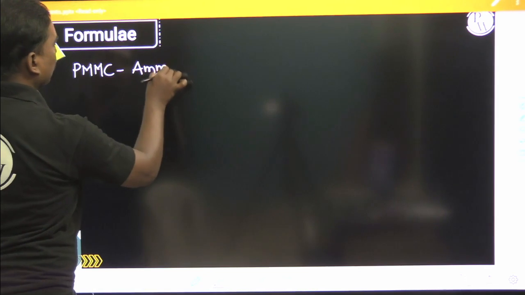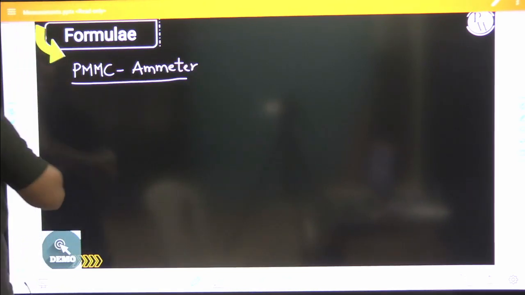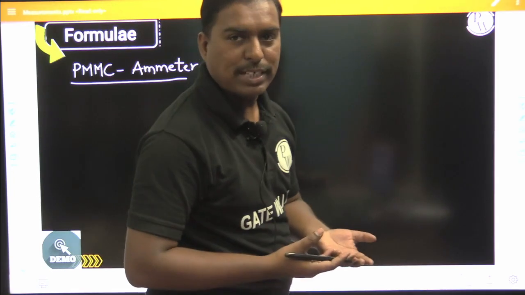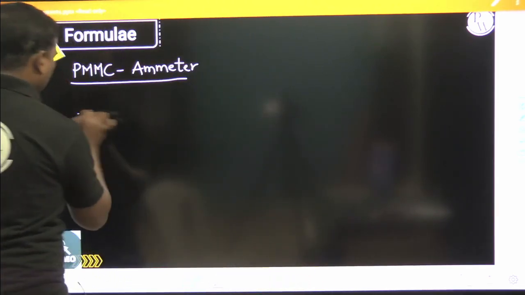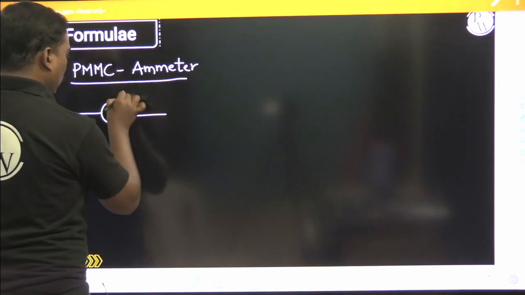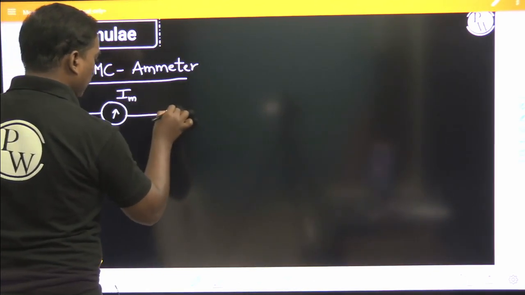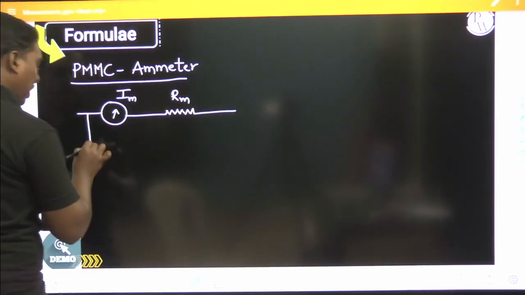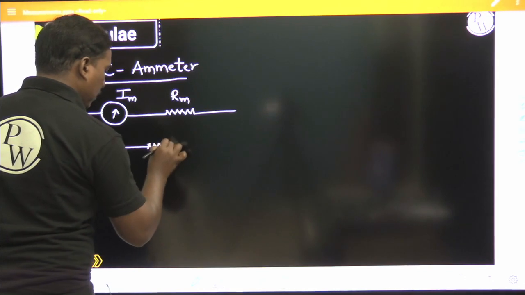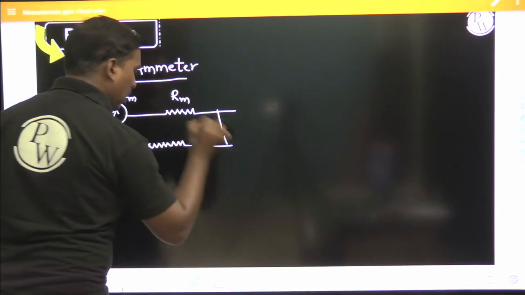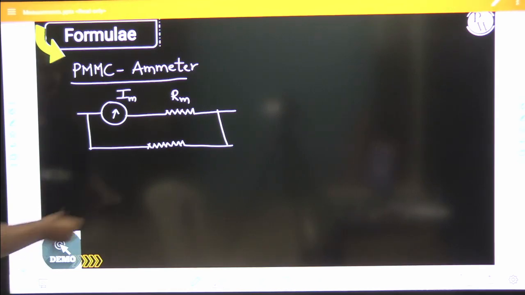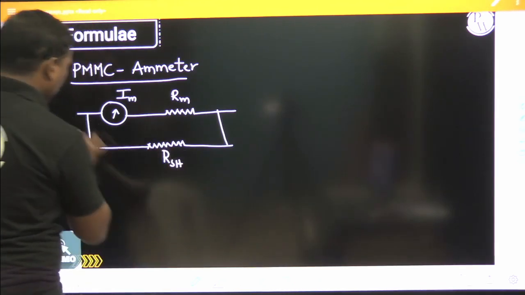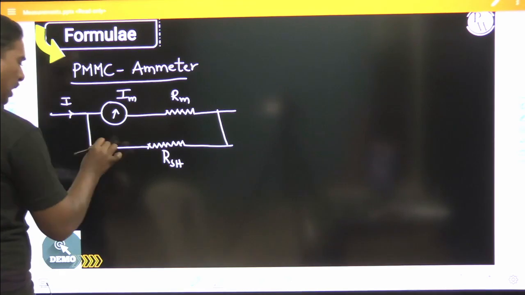So, if you want to take the PMMC as ammeter, and how its range can be extended further. If you take this as the meter, so this is our meter current Im, and this is the meter resistance Rm, and for this in parallel we are attaching the shunt resistance to extend the range. So, this is the RSH. This is our I and this is our ISH.